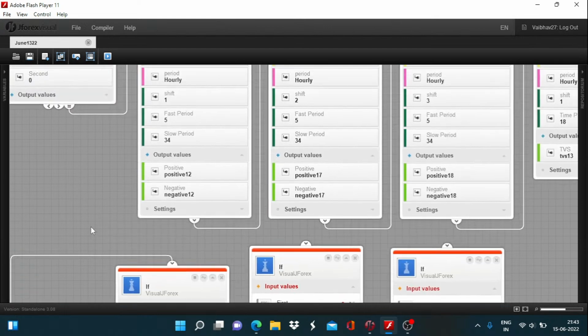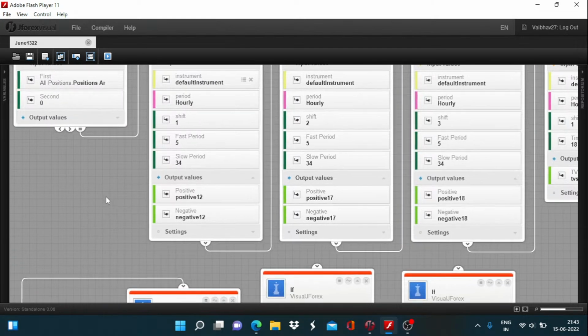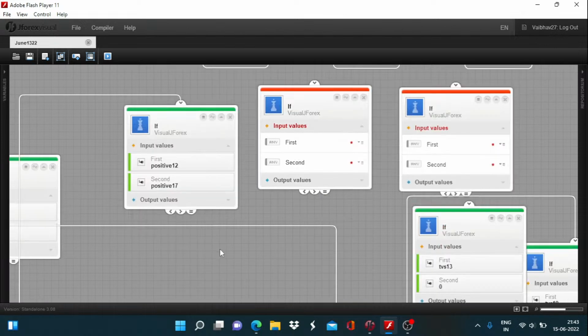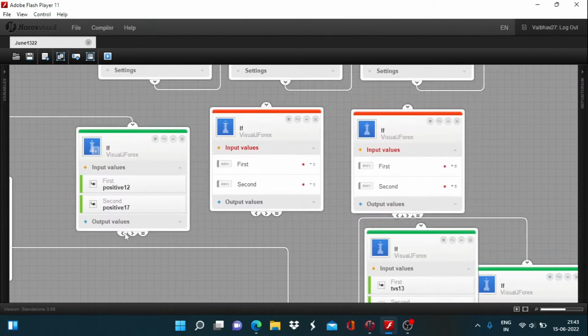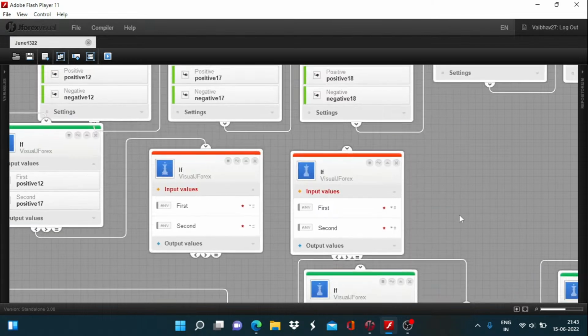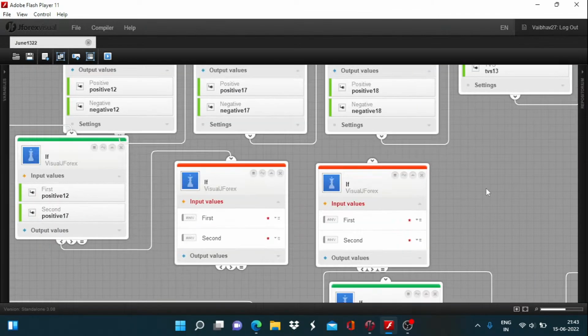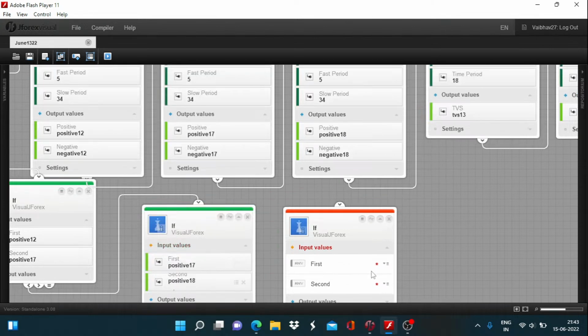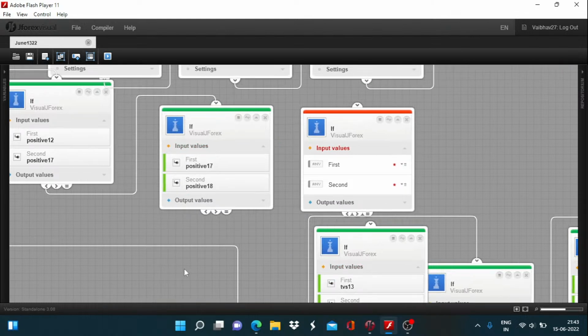So we need last hour's positive 12 to be less than positive 17. First input less than second input. Whereas in the prior hour it should have risen. So we need positive 17 to have been greater than positive 18. First input greater than second input.